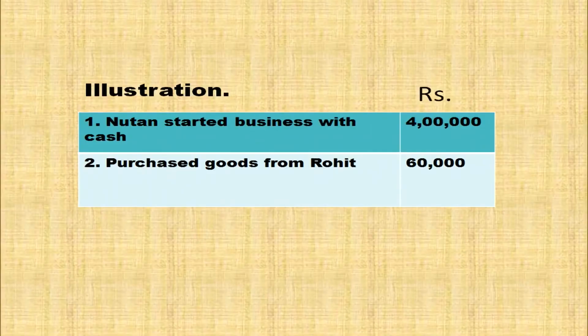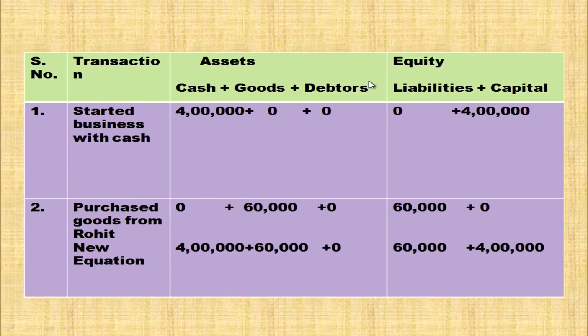Another transaction, Nuthan started business with cash 4 lakh, purchased goods from Rohit 60,000. So, to prepare the accounting equation, you have to draw the accounting equation format and write the transaction. In the cash column, add 4 lakh. In the capital column, add 4 lakh. Purchase goods from Rohit. Goods are coming inside the business. So, in the asset side, draw a column for goods, add 60,000. Goods purchased on credit, creditors increases. So, liability 60,000 will be added.